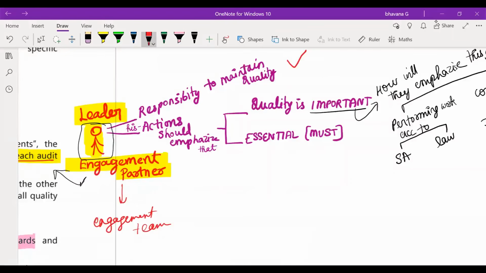And that quality is essential to him. It is a must. His action should emphasize two things. First, that quality is important for him, and second, that quality is essential for him. These two things the leader's action should emphasize.